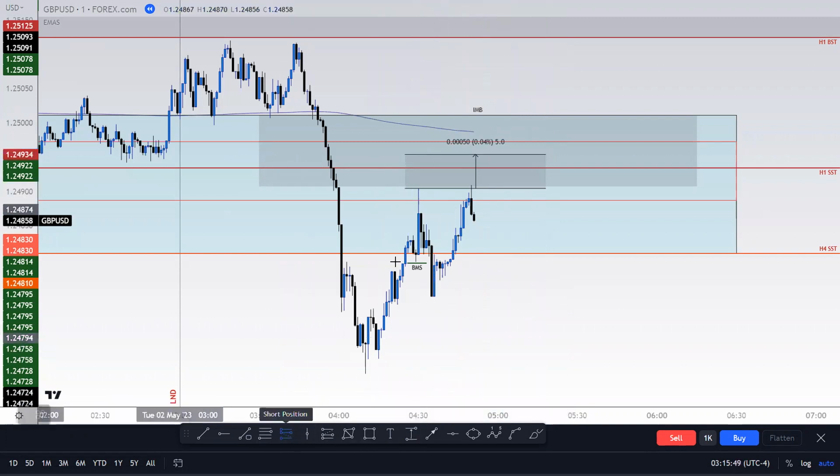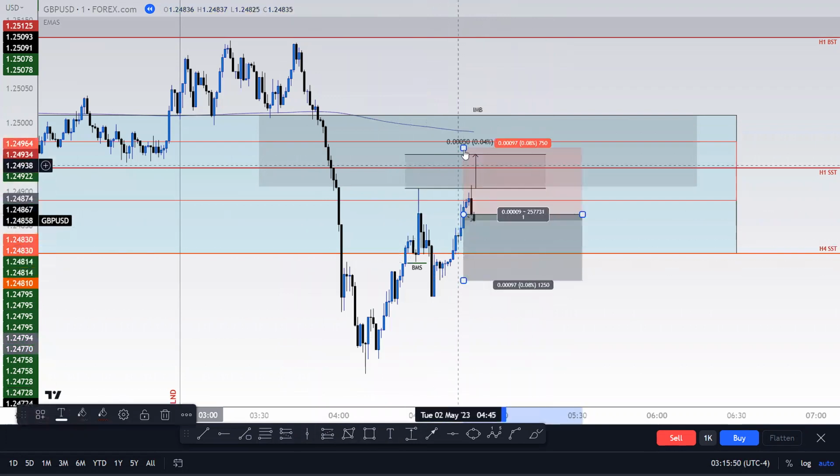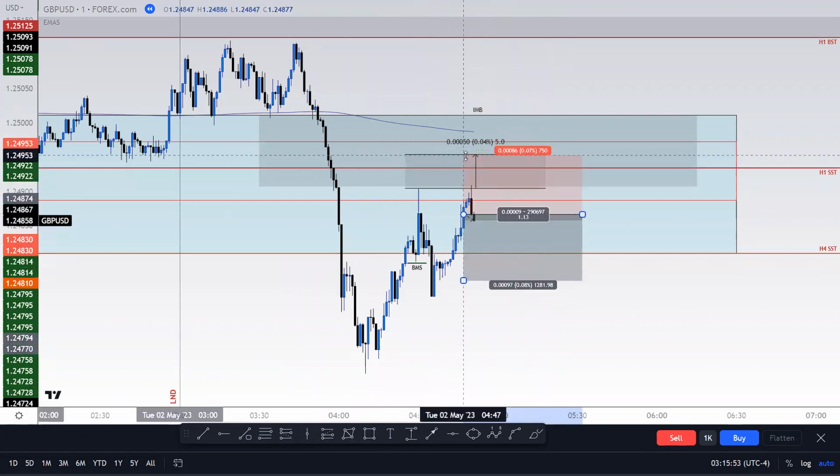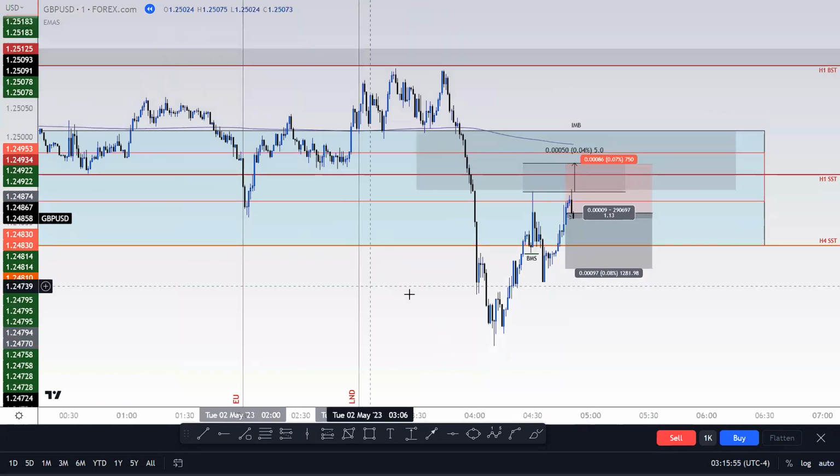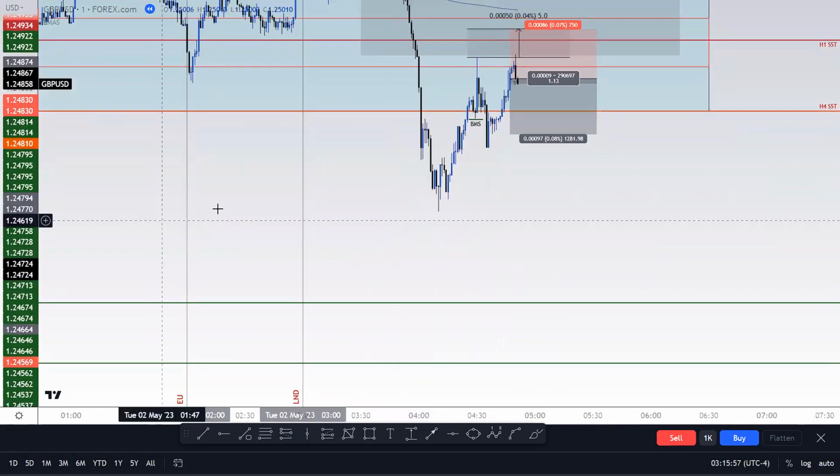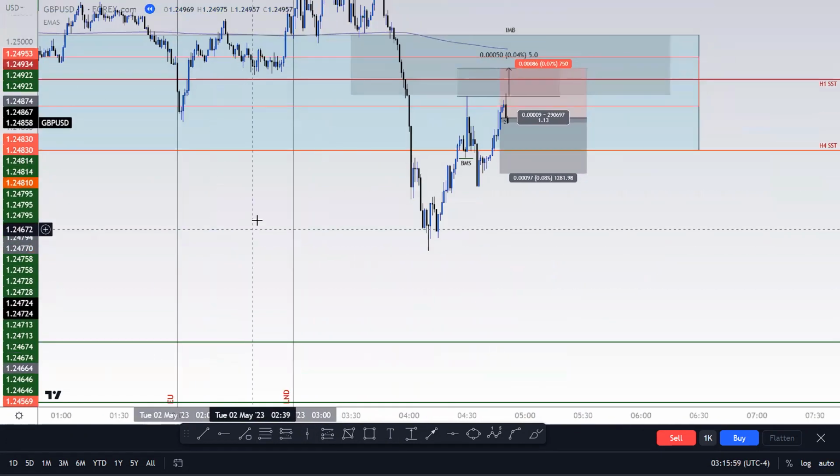All right, so place a short position. Price closes back into the range. Stop loss 5 pips above the high. And then the first profit target. So I'm just going to zoom out so you can see this clearly.